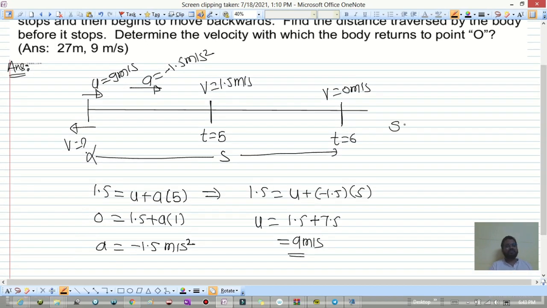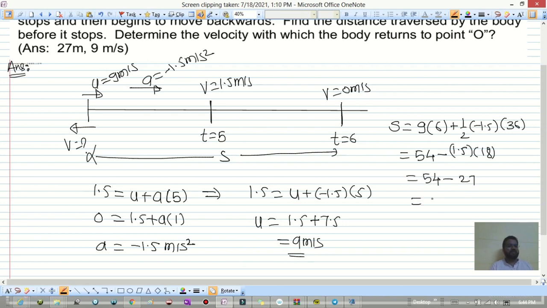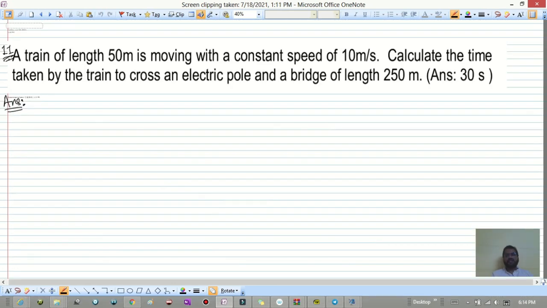What is the total distance then? S is equal to ut plus half at squared. u is 9, t is the total time, which is 6, plus 1 by 2, a is minus 1.5, t squared is 36. So this is 54 minus 1.5 into 18, which is equal to 54 minus 27, and as you can see this is 27 meter. I hope this is clear. So the velocity with which it will come back is 9 meter per second, and the total distance it travels is 27 meter.